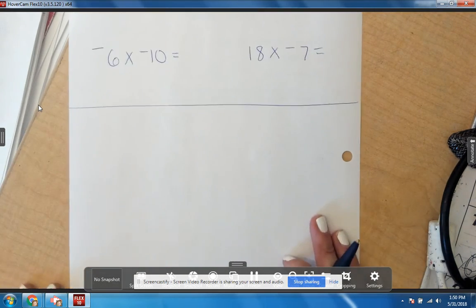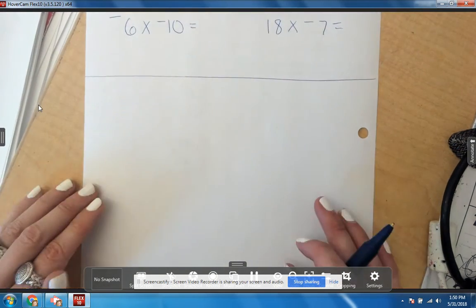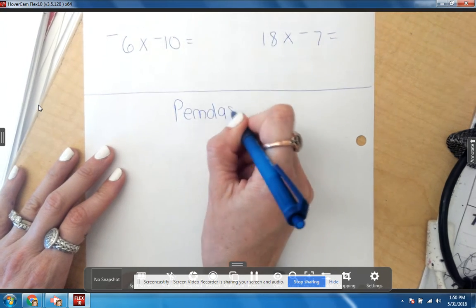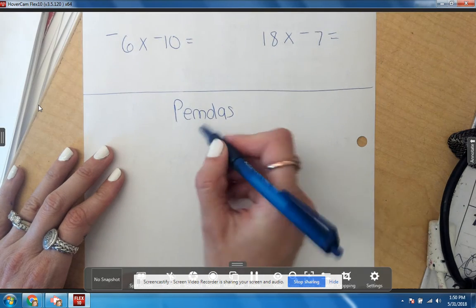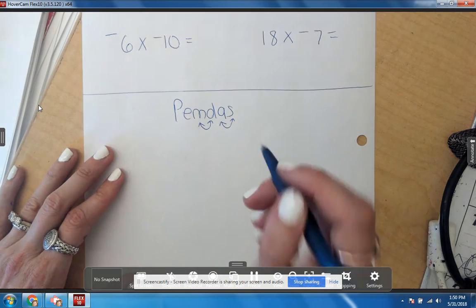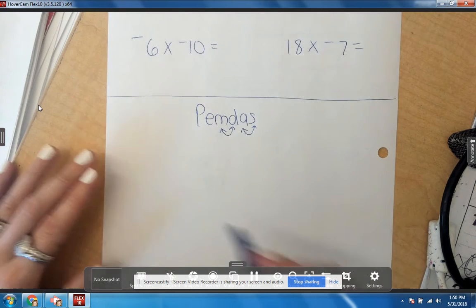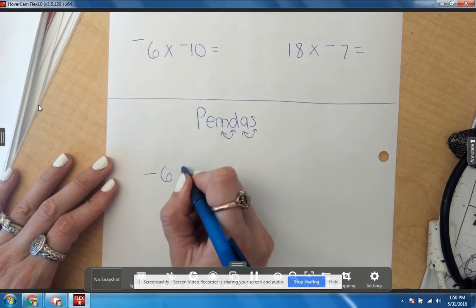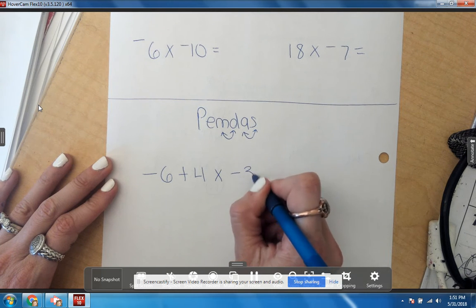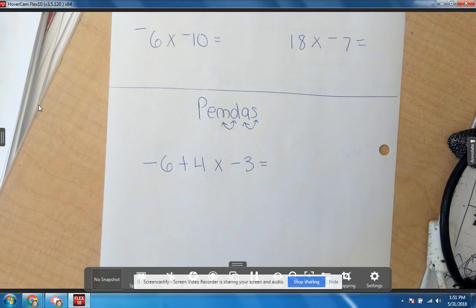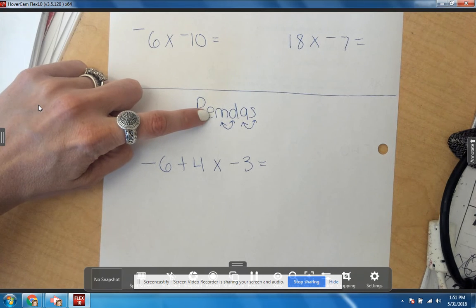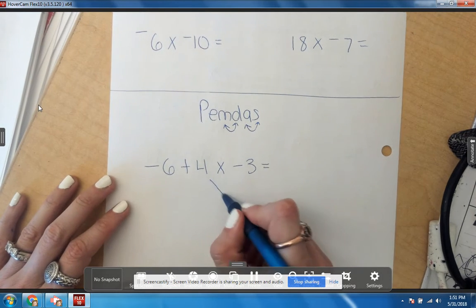Now that we know how to do every single operation, I'm going to start doing order of operations, which is PEMDAS. So if you remember, PEMDAS is parentheses, exponents, multiply and divide left to right, add and subtract left to right. Okay, so let's see if we can figure this one out. Let's do negative 6 plus 4 times negative 3. Okay, so we're doing order of operations. So we have no parentheses. We have no exponents. We do have multiplication, so I'm going to do that.